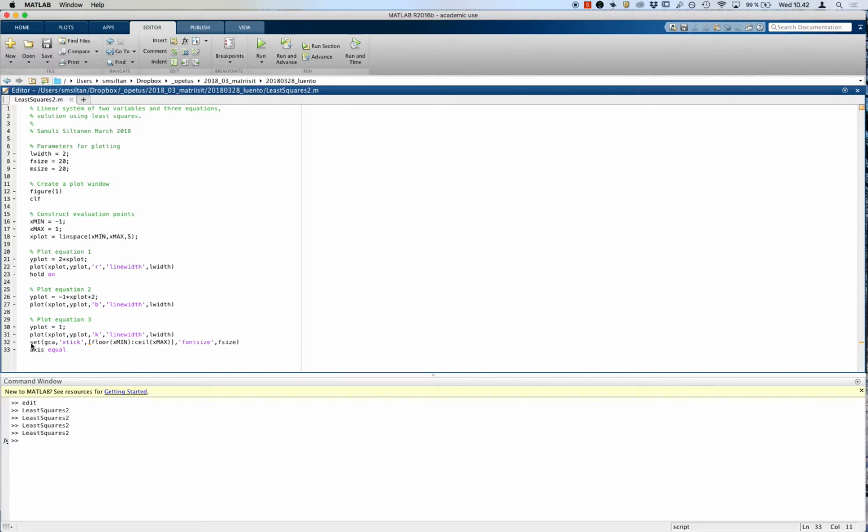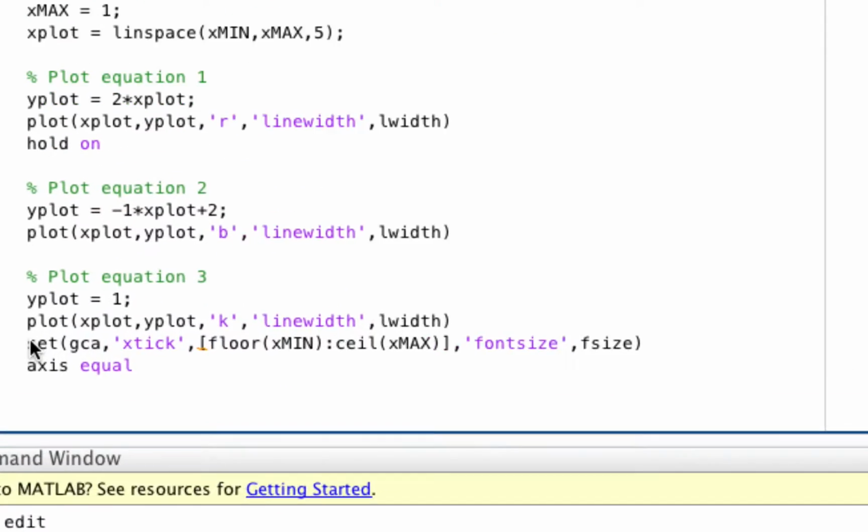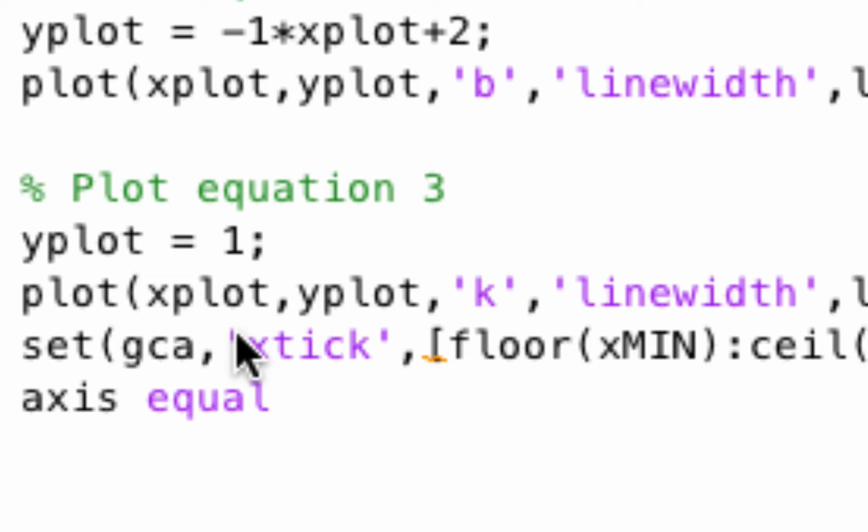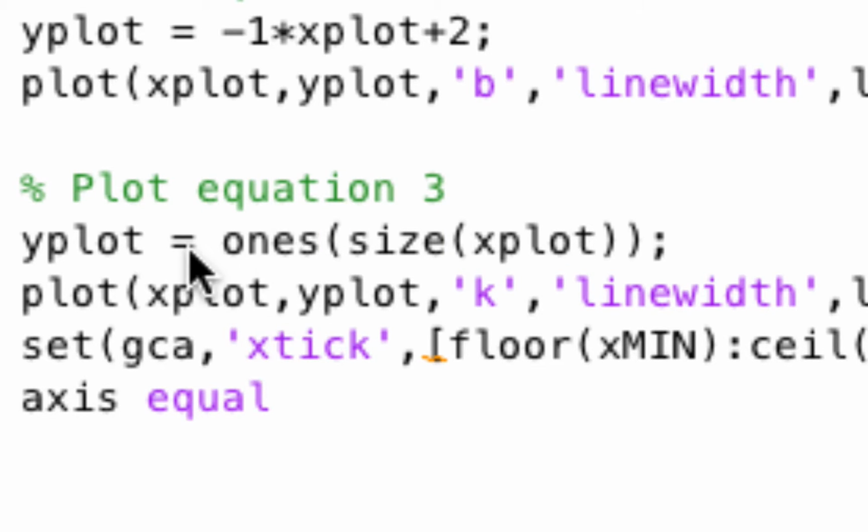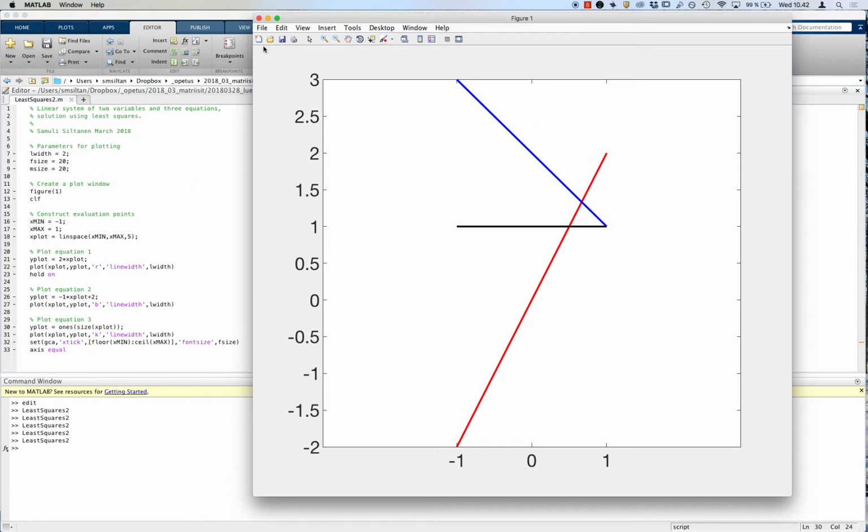Something went wrong. It should be once size xplot. It was just a scalar. Okay, so here we have it, but I think our view is a bit unfortunate. We should maybe see a little bit further to the right.